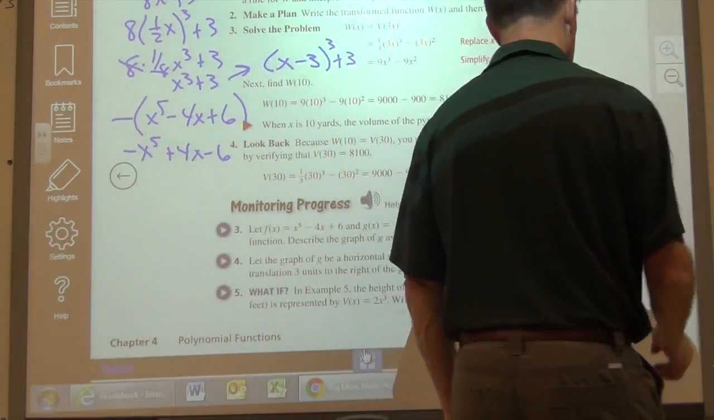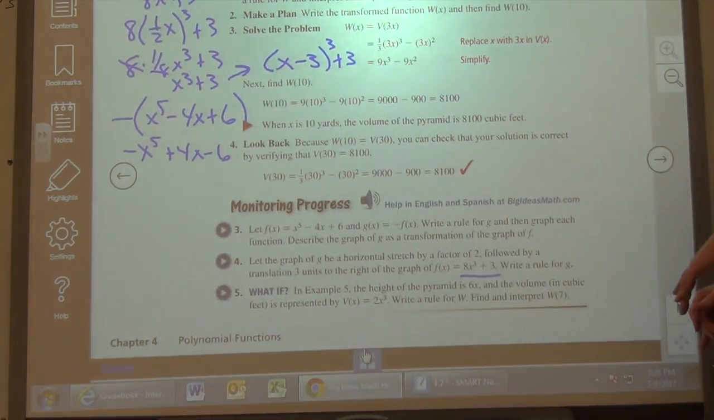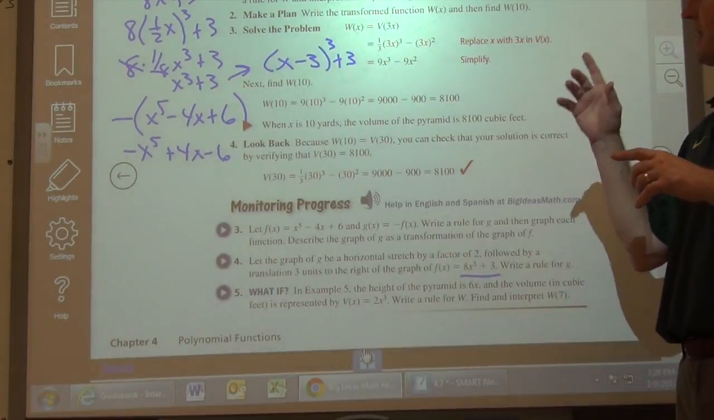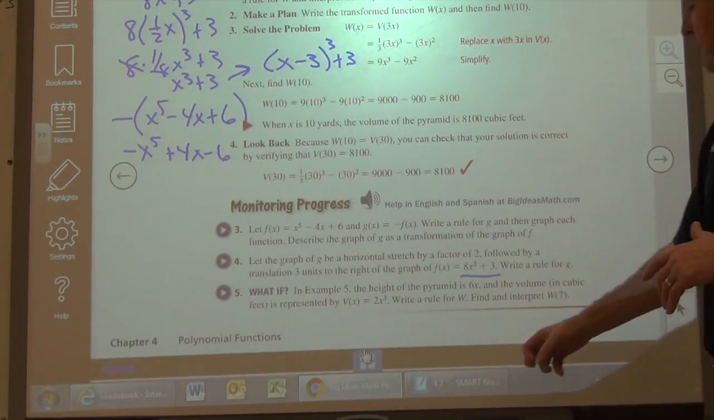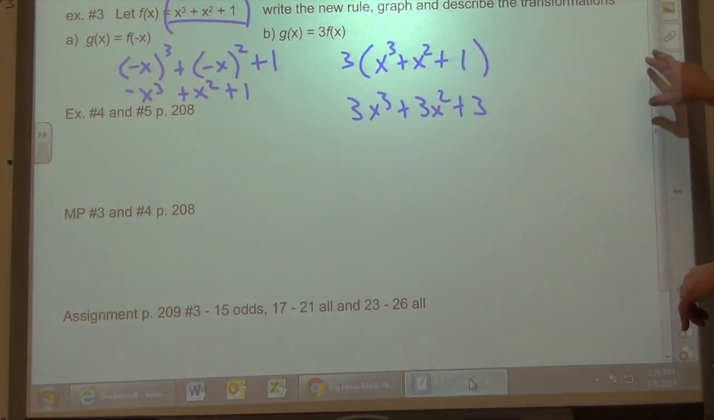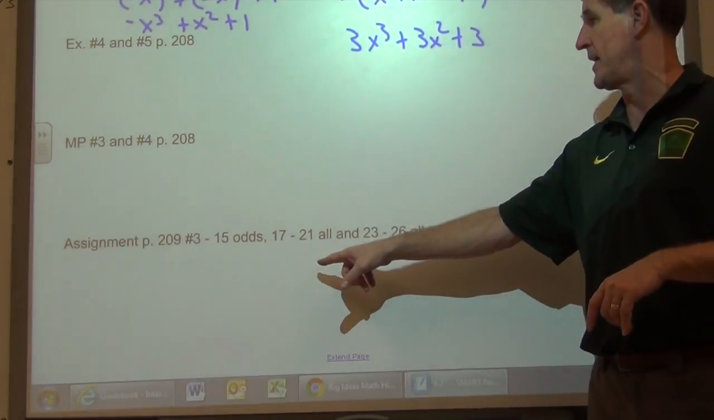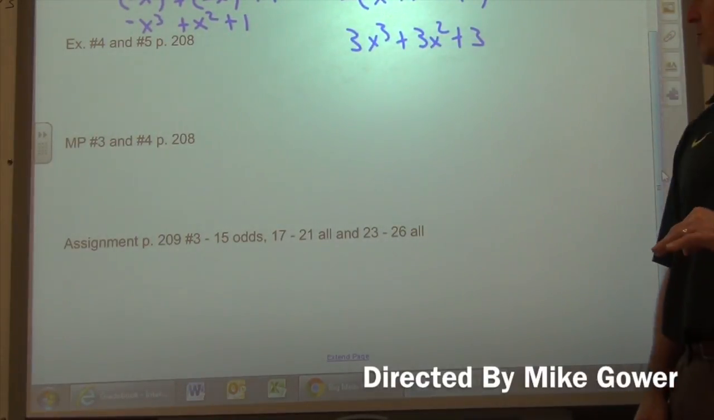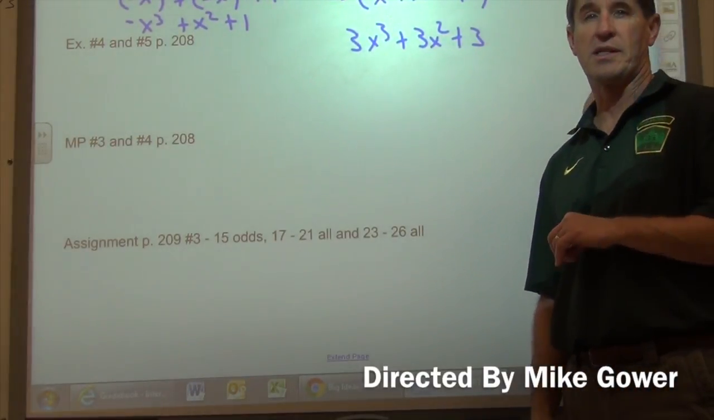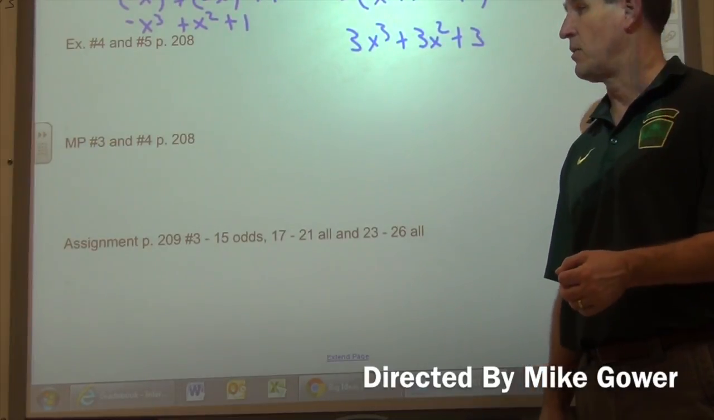So, it's all about understanding the transformations, and just, again, refer to page 206. It has them all there. Hopefully you remember it from before, and it will make the assignment pretty easy. So it's on Big Ideas, and it's page 209, numbers 3 to 15, the odds, 17 to 21 all, and 23 to 26 all. So hopefully you won't have any problem with this.